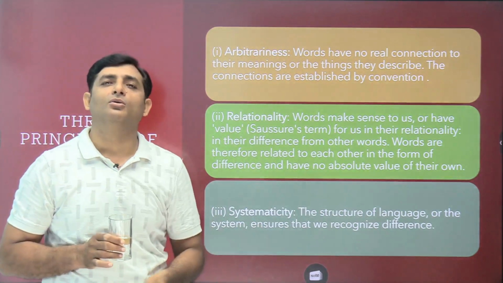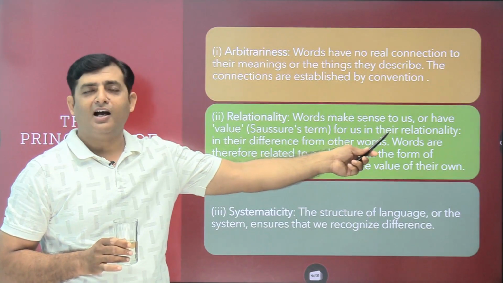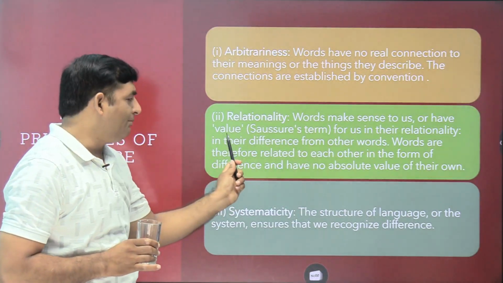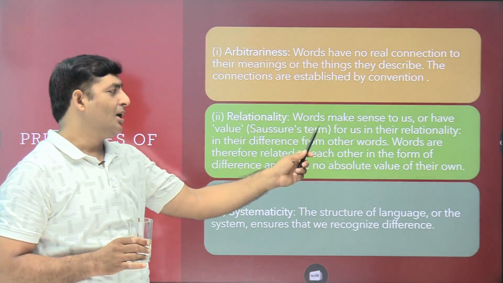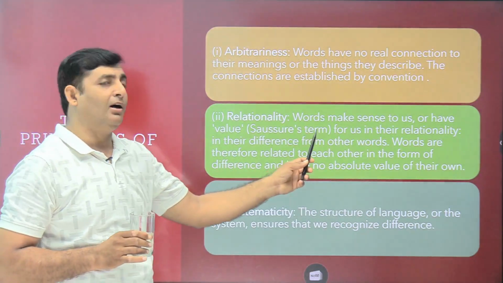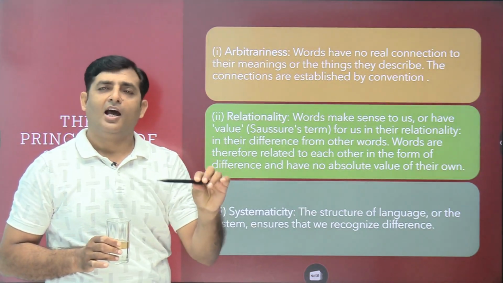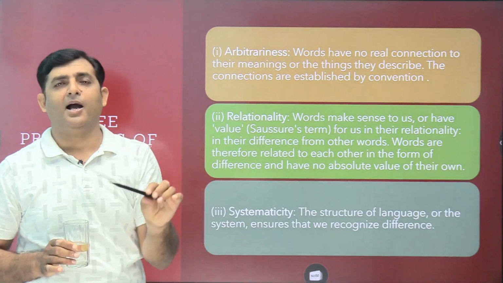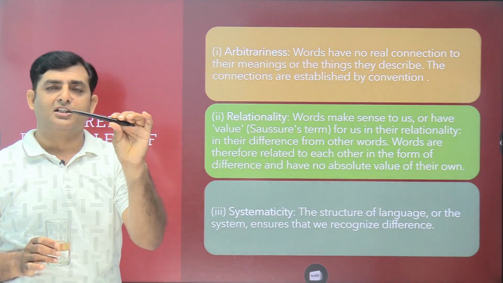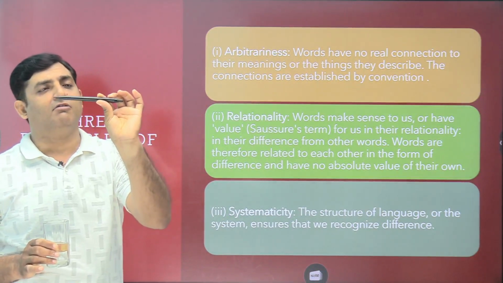And the second point is relationality. Meaning comes through relations only. Words make sense to us, or have value, as Saussure says, in their relationality, in their difference from other words. Cat is cat because it is not hat. Hat is hat because it is not pat. Pen is pen because it is not den.